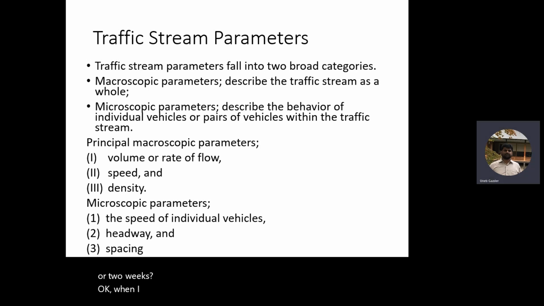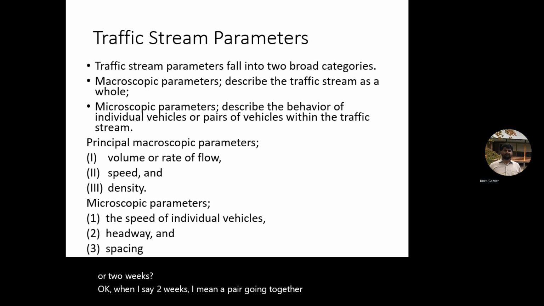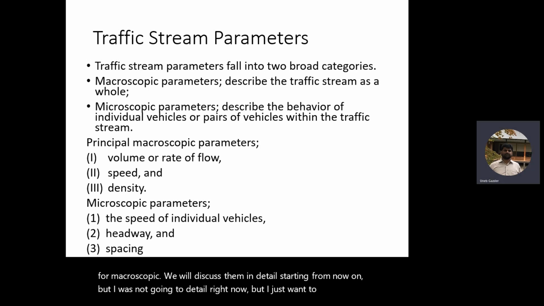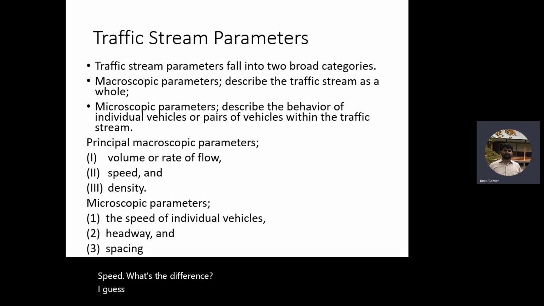When I say two vehicles, I mean a pair going together. Not like one vehicle went now and the other vehicle went after 10 minutes. Not that pair. Pair means they are going together. We will discuss it, no problem. So you can see the list. Three parameters for microscopic, 3 parameters for macroscopic. We will discuss them in detail starting from now on, but I will not go into detail right now. I just want to emphasize the difference between them. You can see in the list of macro and micro, there is one variable which is common, which is speed. What's the difference? I just told you speed is micro, right?